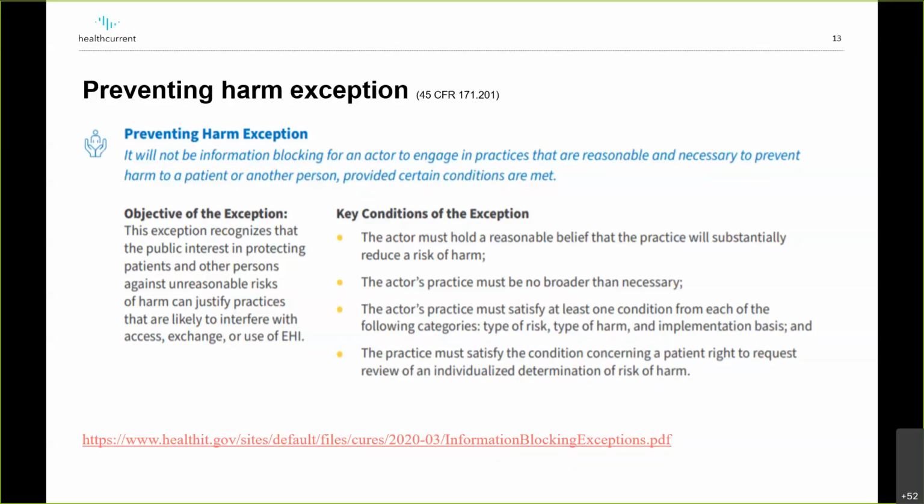There's also a type of harm component here, unless you were worried that this was not complicated enough. It's not enough that there's just a risk of harm. It has to be a certain type of harm, and that type of harm either has to be a substantial harm or a harm to the life or physical safety of a person. And the level of harm we're talking about really depends on the nature of the requester.